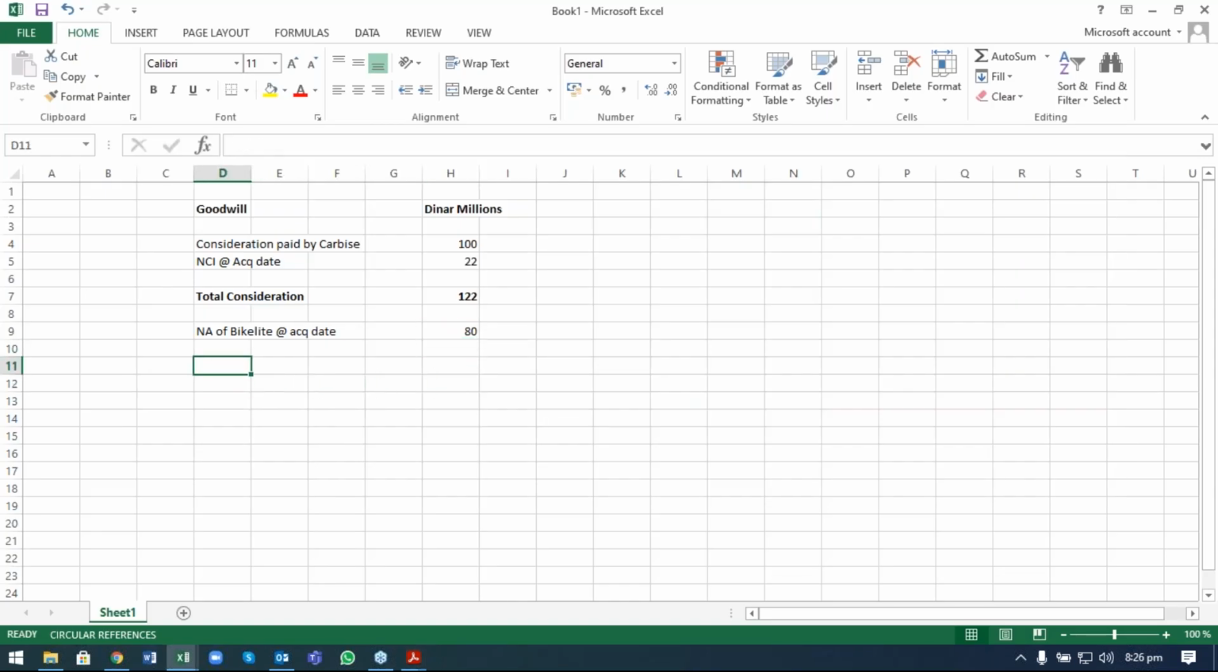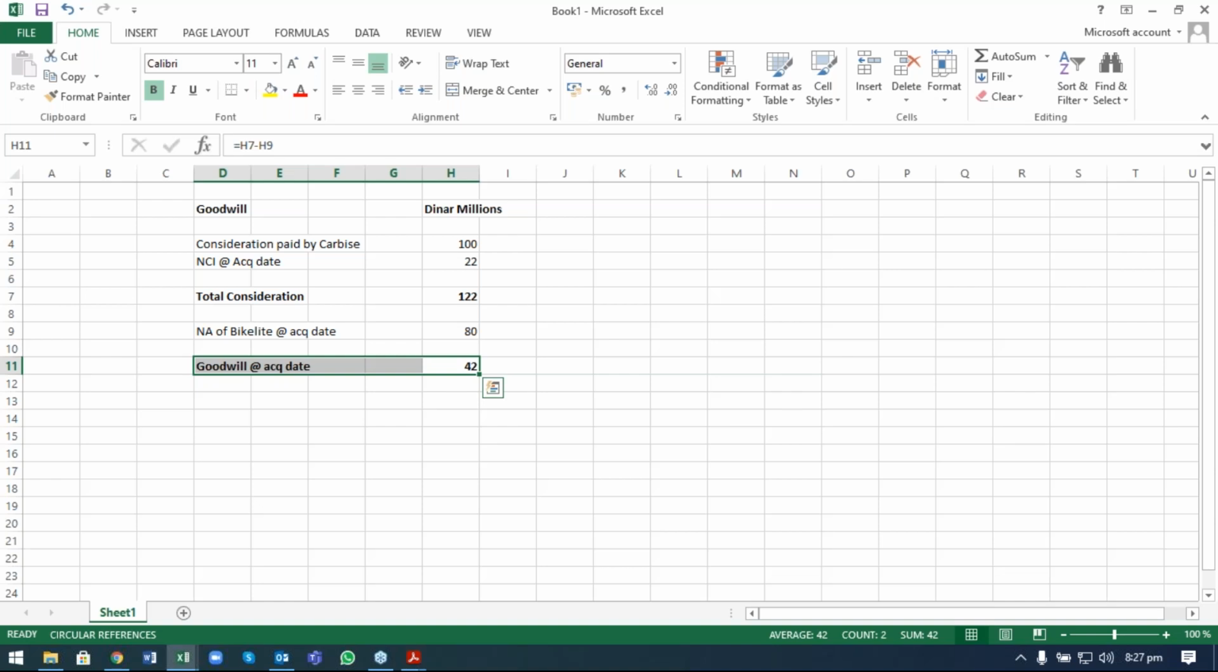So if you're going to calculate the goodwill, the goodwill value is goodwill at acquisition date. So the goodwill at acquisition date is 122 million minus this 80 million. So it's 42 million. I hope it's pretty much clear for everyone how we have calculated the goodwill at acquisition date. Any problem till now, do let me know.